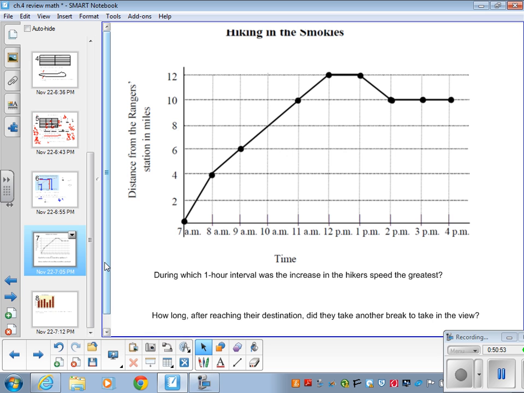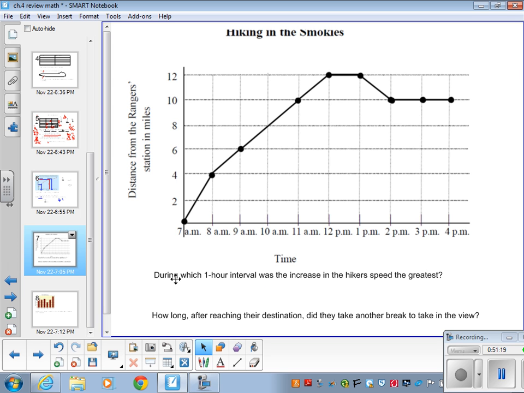It says, well, before we start reading the questions, let's look at this graph. We notice it's a line graph because there's dots connecting the dots. We see that there's a time, 7 a.m. to 4 p.m. on the horizontal axis, and there's distance from the ranger station in miles on the vertical axis. And this is hiking in the Smokies.